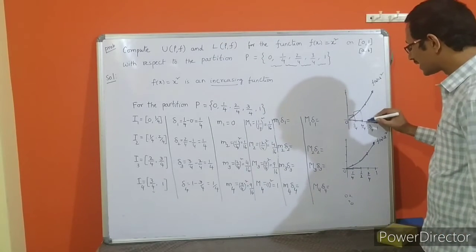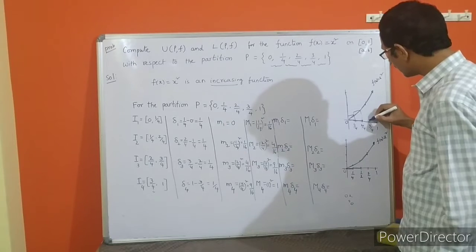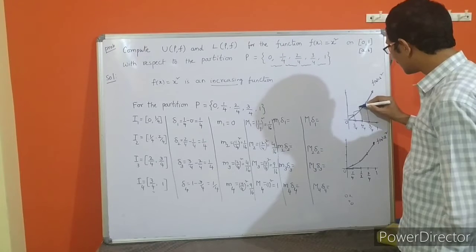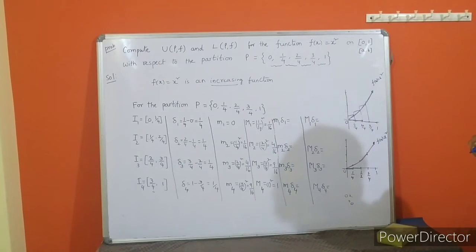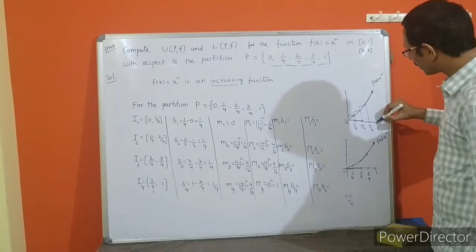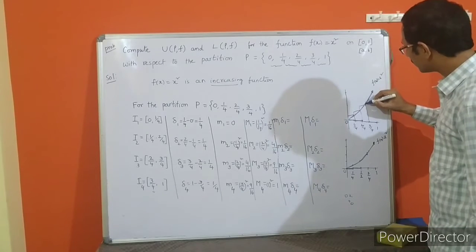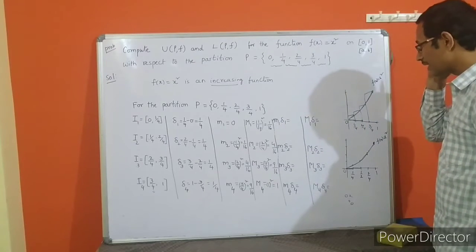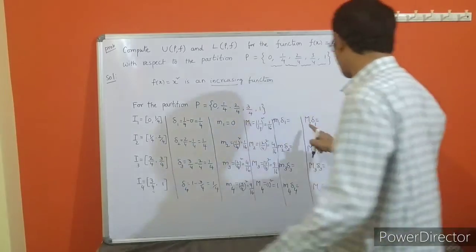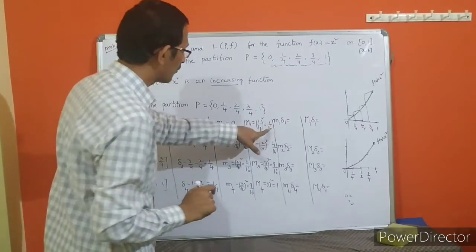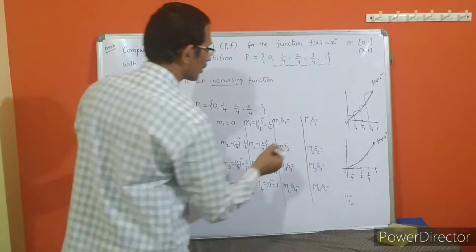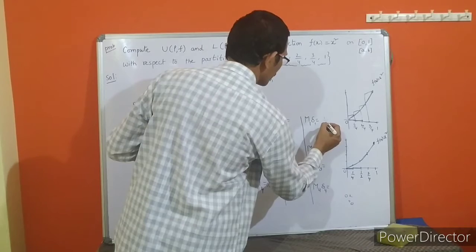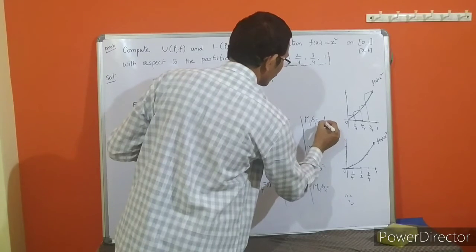Similarly, in this interval 2 by 4 to 3 by 4, now the maximum value is here. Now we construct the rectangle like this. Similarly, 3 by 4 to 1, the maximum value occurs here, so we construct the rectangle like this. The area of the first rectangle is capital M1 into delta 1. So what is capital M1? 1 by 16, and delta 1 is 1 by 4. So this is 1 by 16 into 1 by 4, that is 1 by 64. Got it?